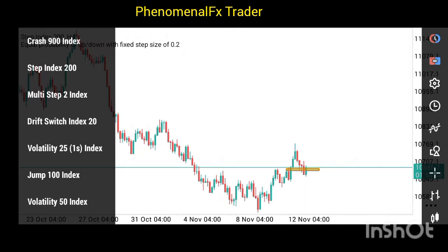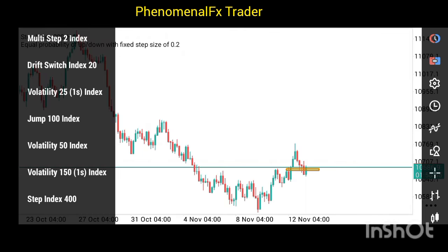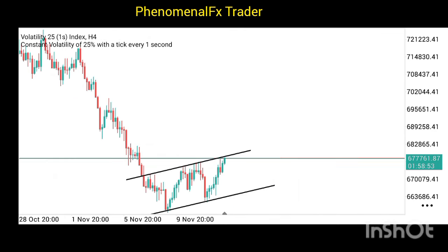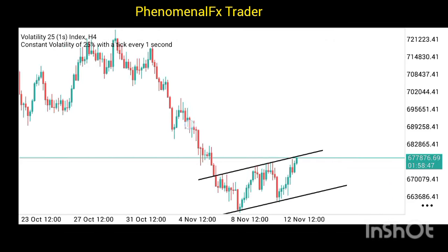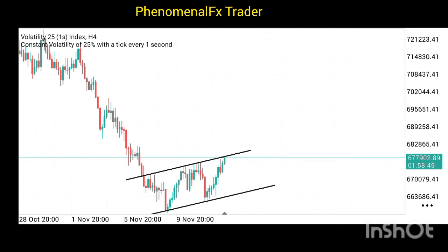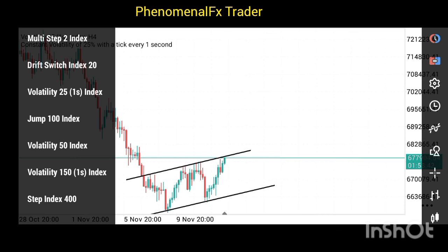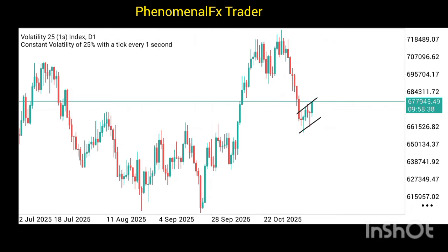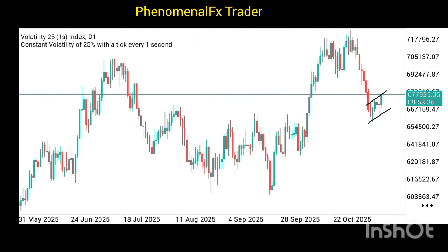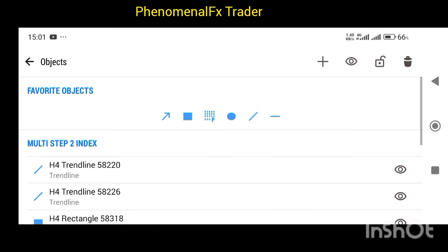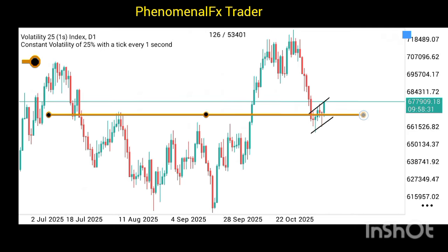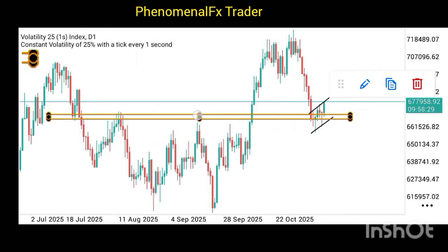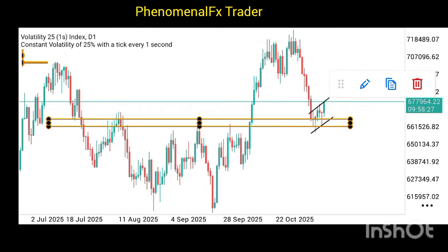So let's look at another pair quickly. Which other pair? This VIX 25 index, the 25 (1s). You can see it's bearish, although we have a bullish structure here. If you understand the continuation story, let me look at the daily time frame for this pair. The market is rejecting from this level. You can see this is actually a strong level in the market, and it's trying to reject that zone. It's already rejecting, looks like it wants to buy from that zone.